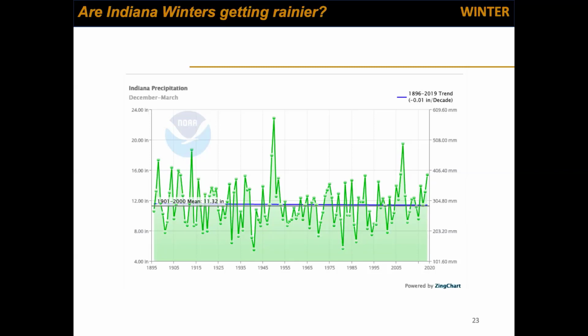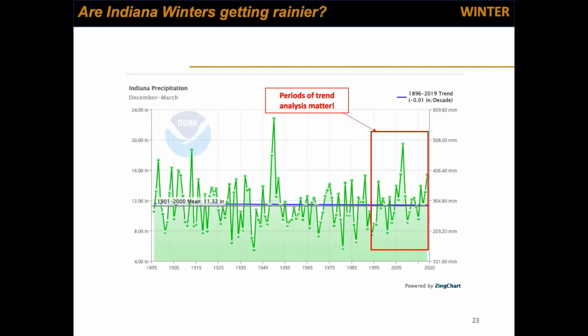That's quite negligible. However, as mentioned earlier in this webinar, the period of applying a trend matters. By just visualizing the annual precipitation value since about 1995, one would think that it is a much more significant increasing trend.